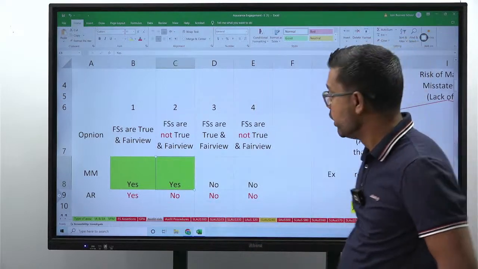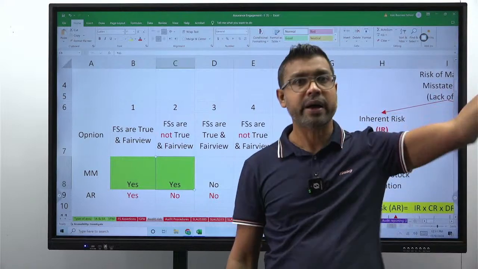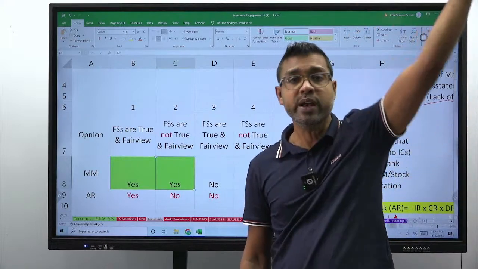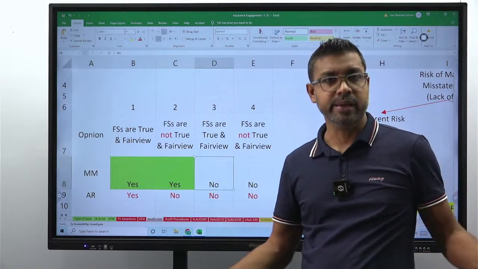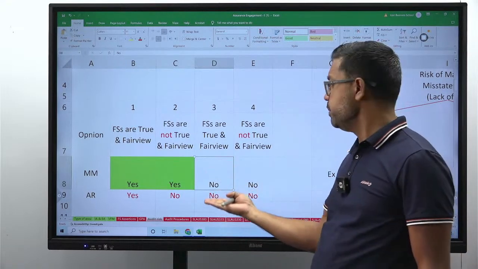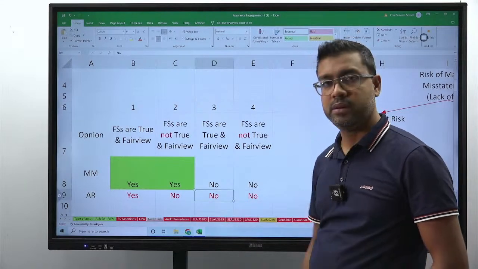Third scenario. Financial statements are true and fair view. There are no material misstatements. If there is no material misstatement, yes, financial statements are true and fair view. There is no audit risk.